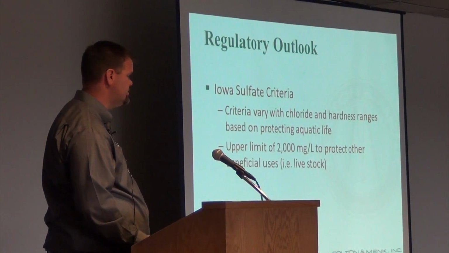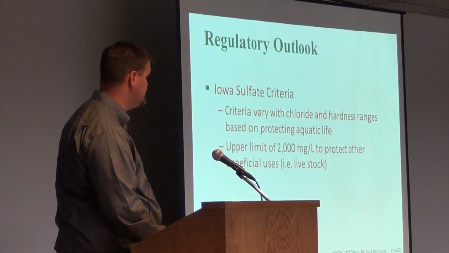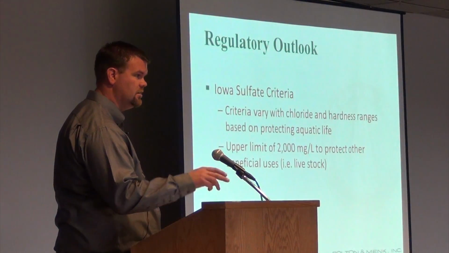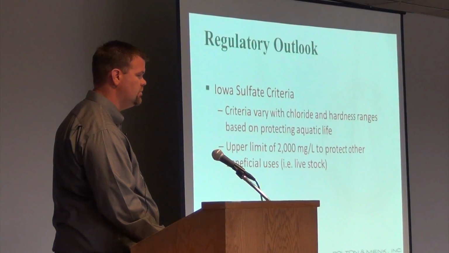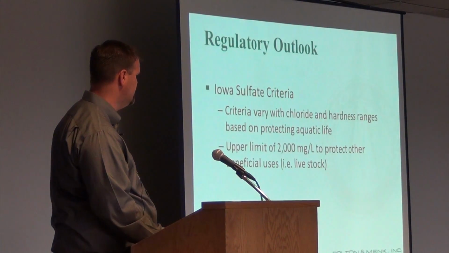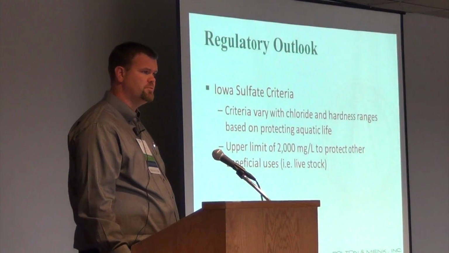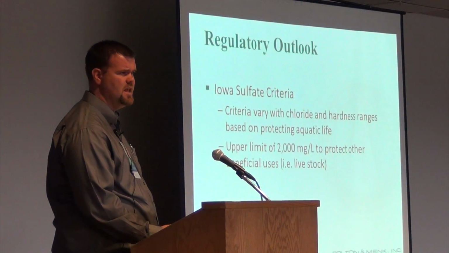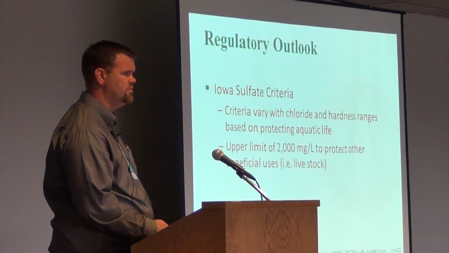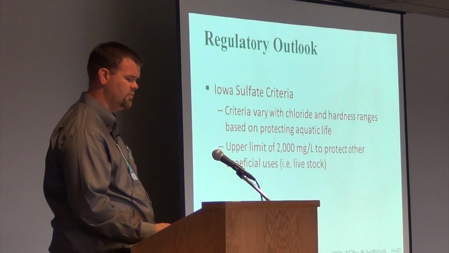For Iowa, the sulfate also varies with the hardness and the chloride. They developed a little matrix to figure out what that is. That one's even a little more complicated than the chloride standard, so I didn't throw it up here, but I'll show you an example in a little bit. They also set an upper limit of 2,000 milligrams per liter, with the idea that anything above that is not good for livestock or a lot of different things. So they've got their matrix, but then they also set a total maximum for that.